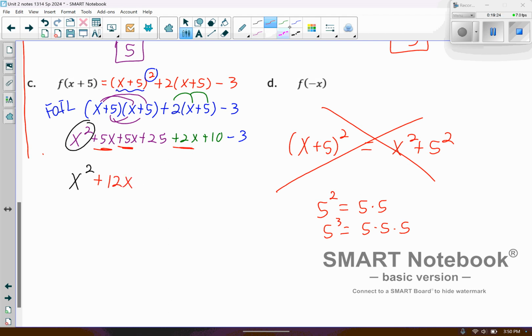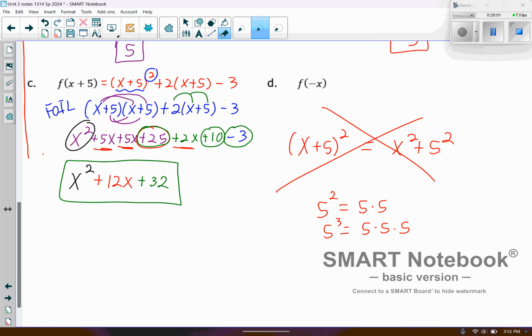Okay, and then last, let's see, what do we have here? I've got plus 25. Let's see, plus 25 plus 10 minus 3. Well, 25 plus 10 is 35. And then if I take 3 away from that, that would leave me with positive 32. So plus 32. And so that's what this simplifies into. And then we just want to go ahead and leave it like that. Okay, and that's what you'll do. That's what you'll type in on the computer.